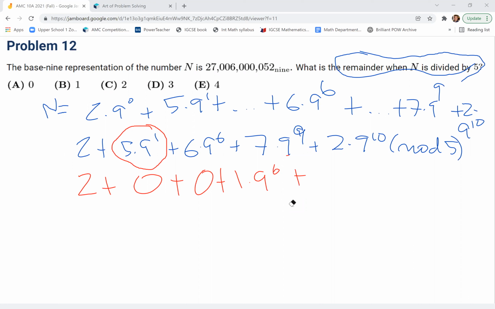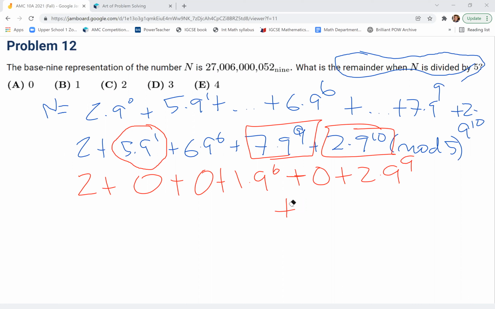And then if we look at here, 7 times 9 to the 9, again, that would be 5 times 9 to the 9 plus 2 times 9 to the 9. And 5 times 9 to the 9 is divisible by 5, so we're going to write that as 0 plus 2 times 9 to the 9. And this we can't exactly simplify because it's only 2 of them. So we're going to leave that how that is for now. Right, and again, this is mod 5, right?